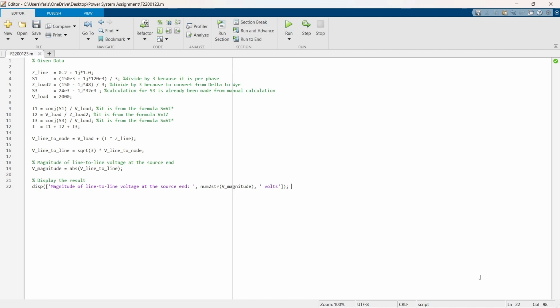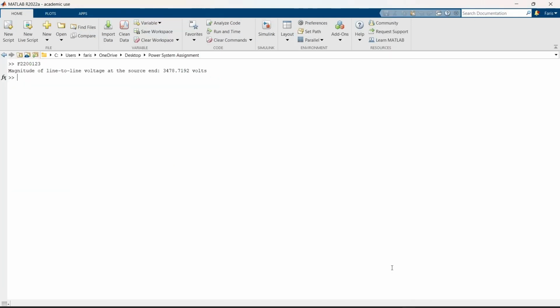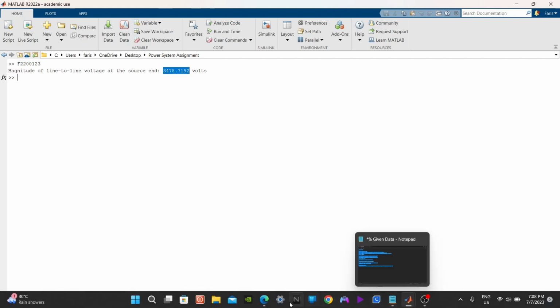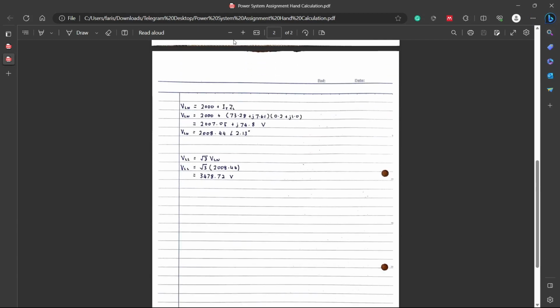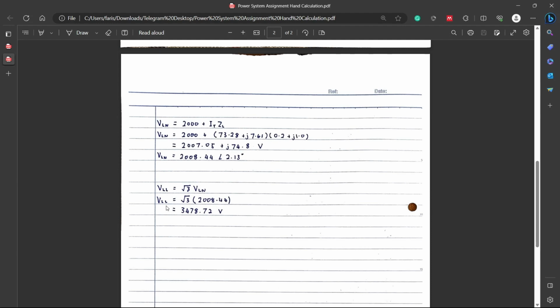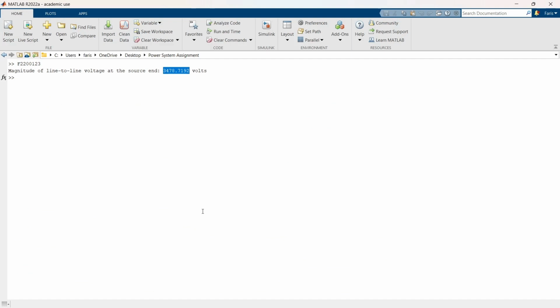Alright, so the results should be out here. We got the magnitude of the line to line voltage at the source end as 3478.7192 volts. So is it right? Let's compare with our hand calculation. Our hand calculation shows that our V line to line is 3478.72, which is correct.